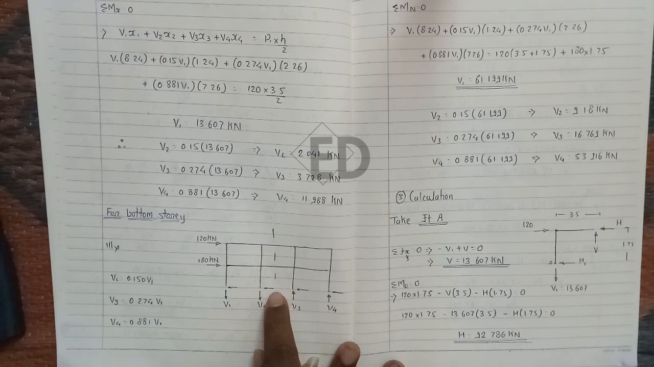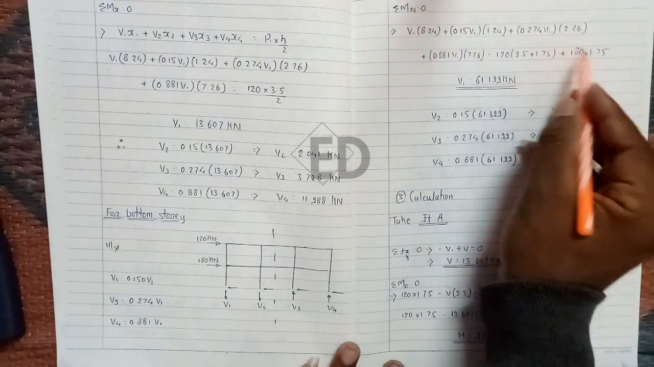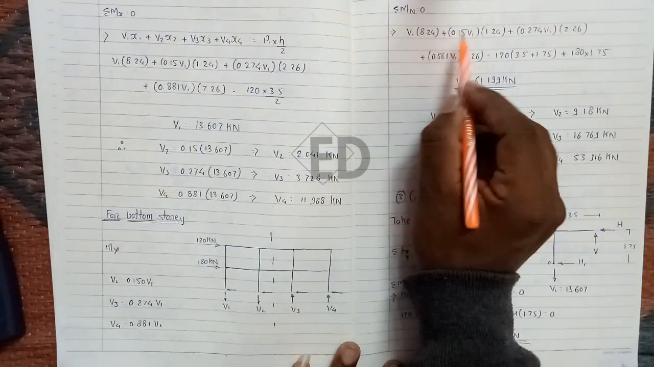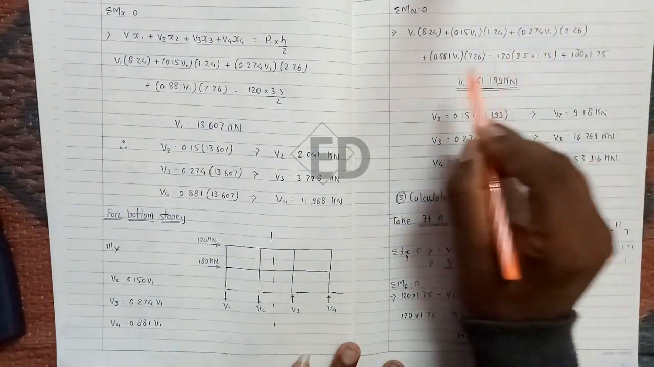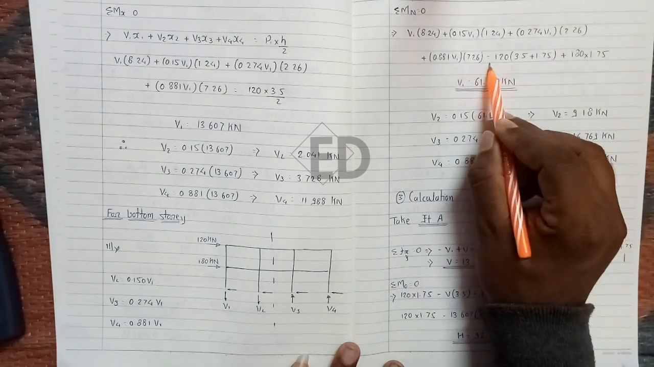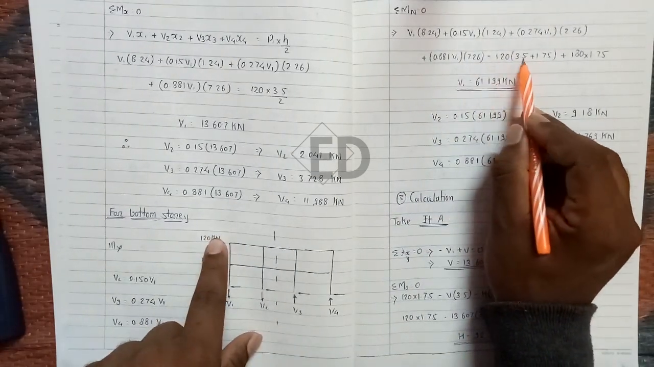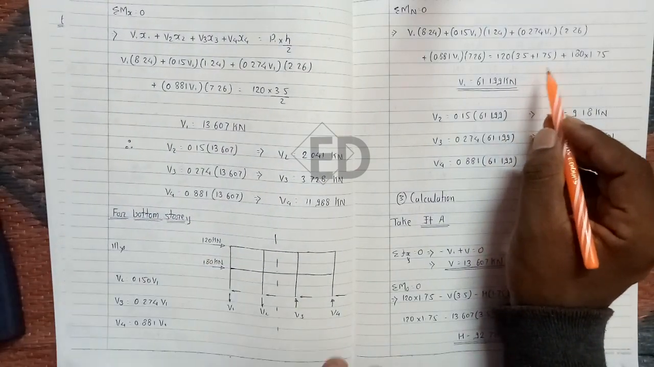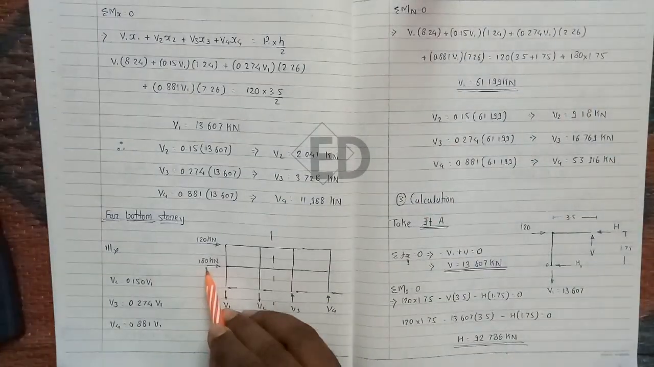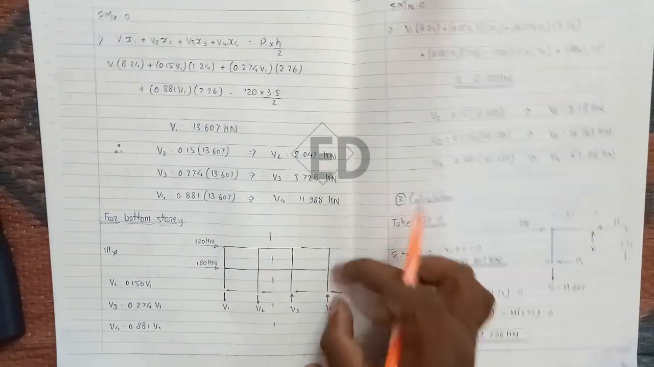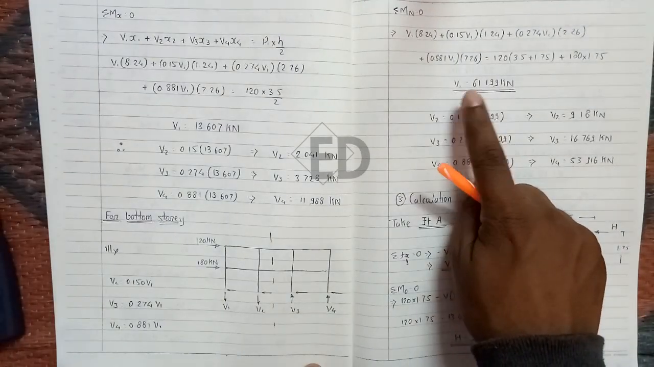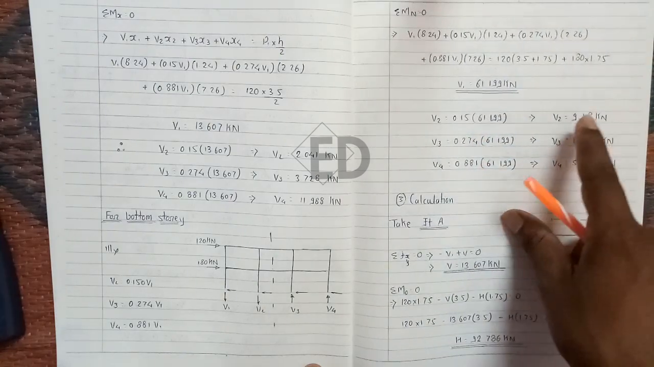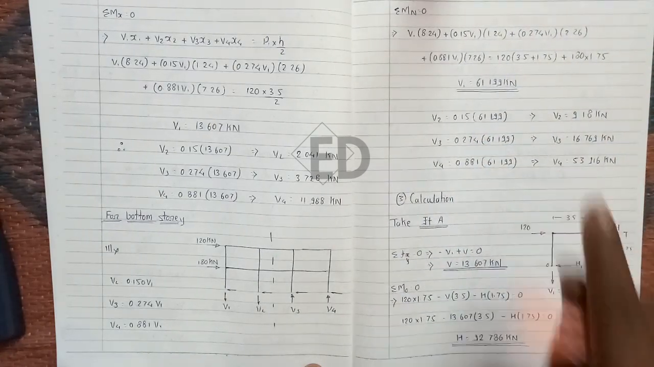so this is the total summation. This is the same as before, that is V1 x1 plus V2 x2 plus V3 x3 plus V4 x4 equals P into 3.5 plus 1.75 plus 180 into 1.75. So we directly get V1 equals 61.119 kilonewton. By using this we are able to calculate V2, V3 and V4.